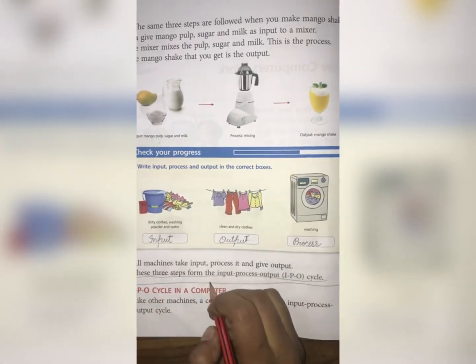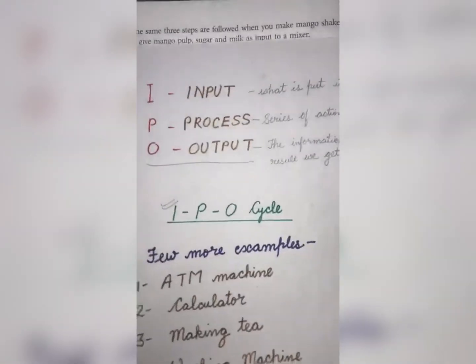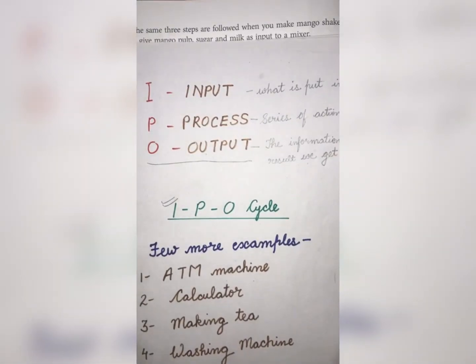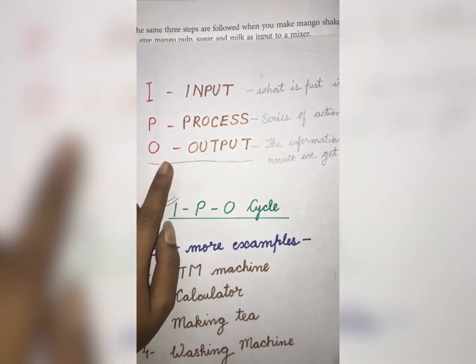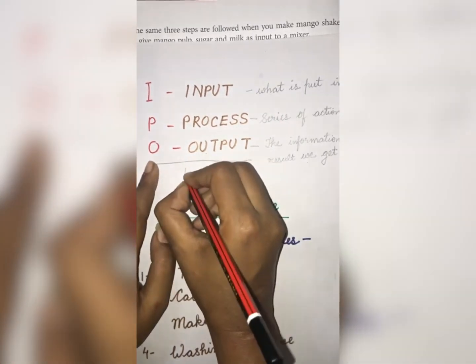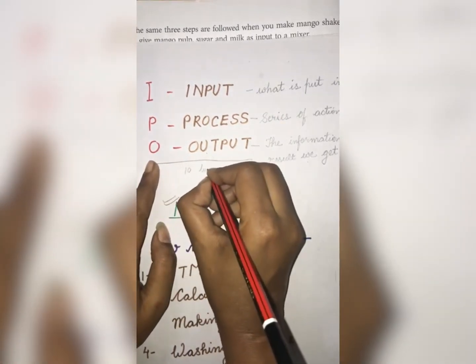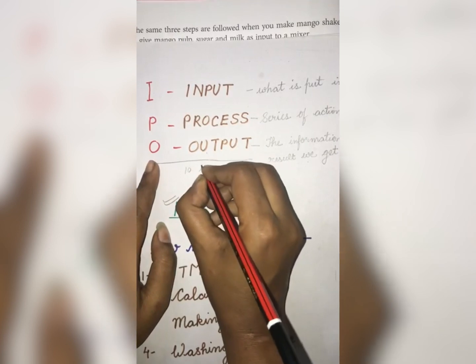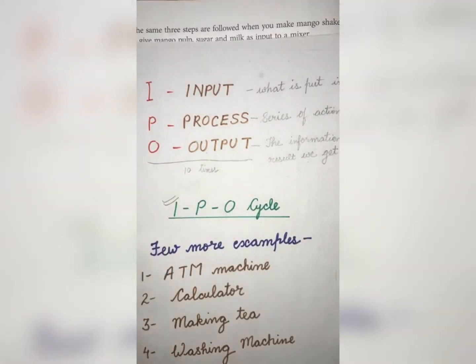Now what you have to do? You have to learn the full form of IPO, that is input, process and output. You write this in your rough copy and you learn the spellings 10 times. Remember, do it in your rough copy.